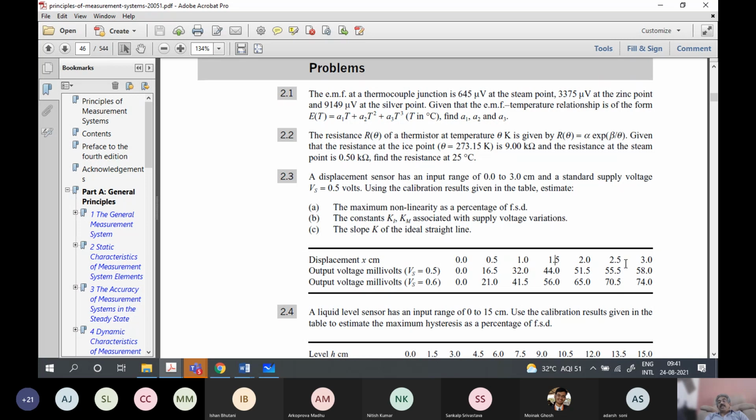So calculate the errors at each point and then take the maximum error as a percentage of full scale. It's trivial. Is it clear?